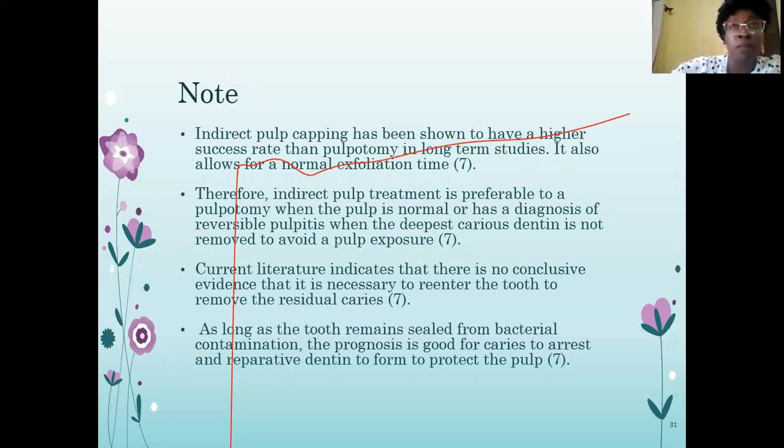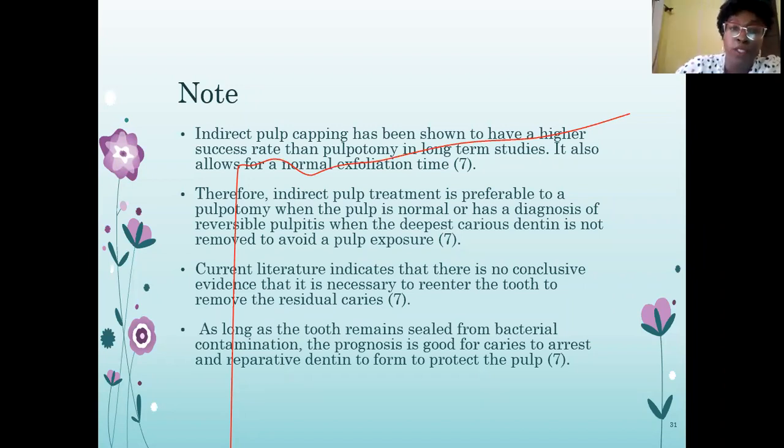According to the American Academy of Pediatric Dentistry, we're not into extension for prevention anymore. You can leave a bit of carious dentine to avoid pulp exposure, do an indirect pulp capping with a setting calcium hydroxide, and then restore the tooth. It will actually have higher success rates.